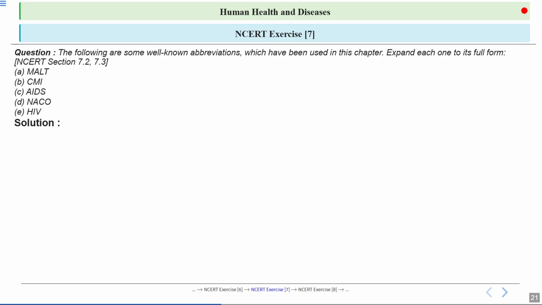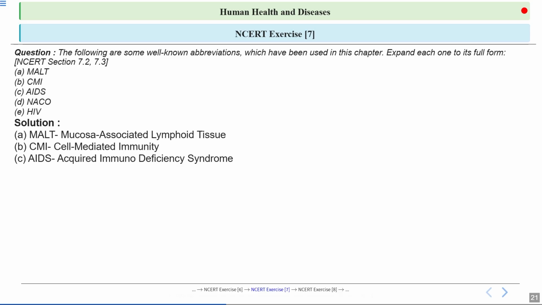Okay, so let's have a look at the answer. MALT, this is the mucosa associated lymphoid tissue. So this tissue acts like a protective barrier at the body entry points, such as the gut and the respiratory tract, helping to stop pathogens before they enter deeper into the body. Now, CMI stands for cell mediated immunity. This is the part of an immune system where cells like T cells directly attack and destroy infected cells.